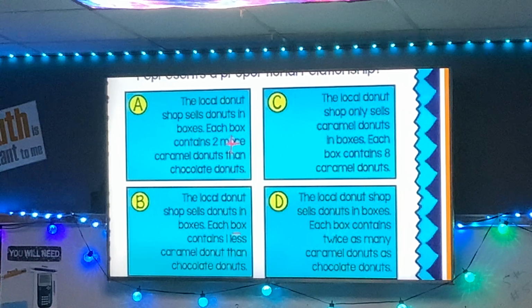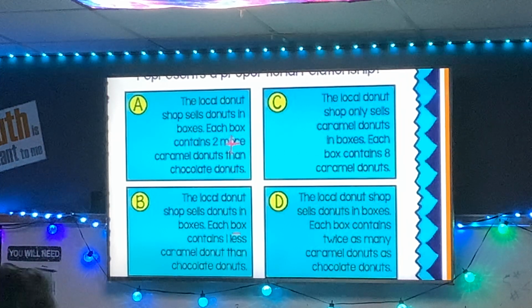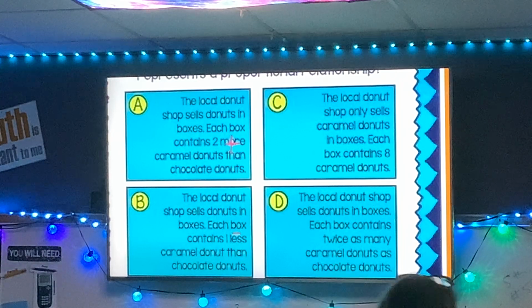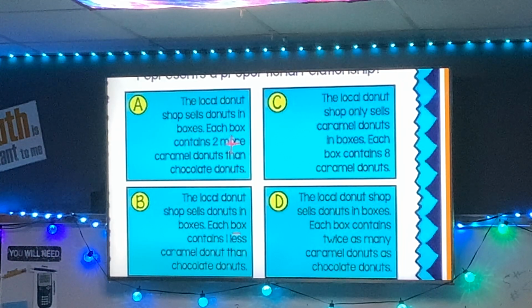C. The local donut shop only sells caramel donuts in boxes. Each box contains 8 caramel donuts. There you go. You're only talking about caramel donuts. Voila. Let's look at the last one though. The local donut shop sells donuts in boxes. Each box contains twice as many caramel donuts as chocolate donuts. You do number 3 on your own. That means don't look at your neighbor.